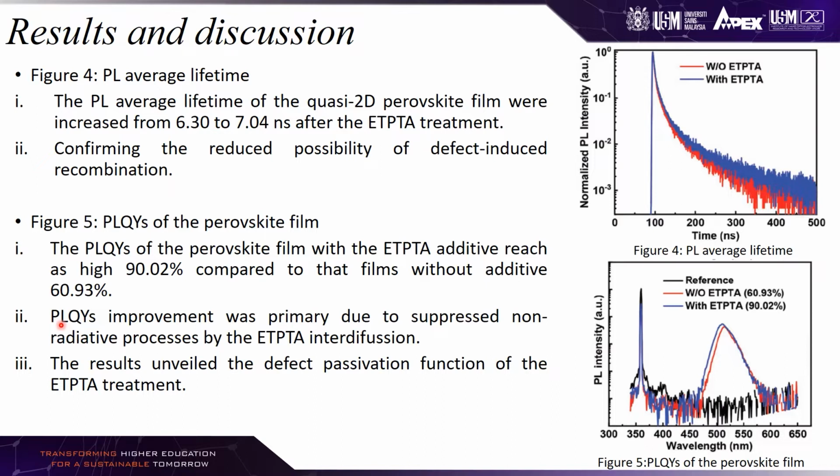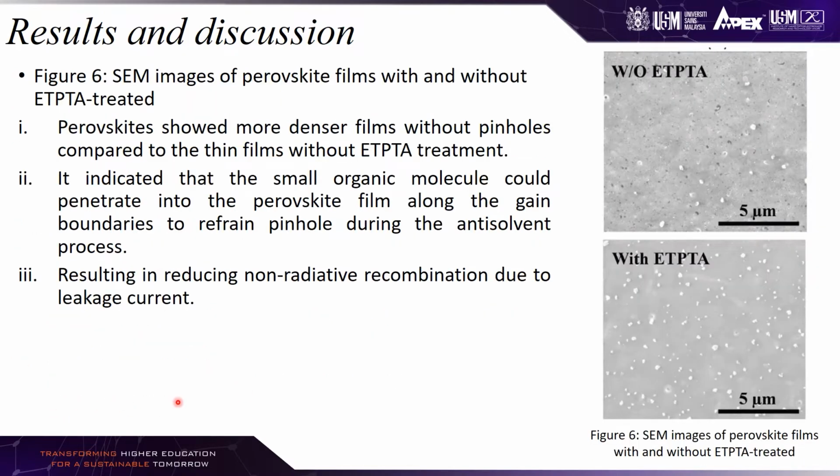The photoluminescence quantum yield improvement was primarily due to suppressed non-radiative processes by the ETPDA interdiffusion, and the result unveiled the defect passivation function of the ETPDA treatment. For figure 6, which is a SEM image of perovskite film with and without ETPDA treatment, the perovskite shows a denser film without pinholes compared to the thin film without ETPDA treatment.